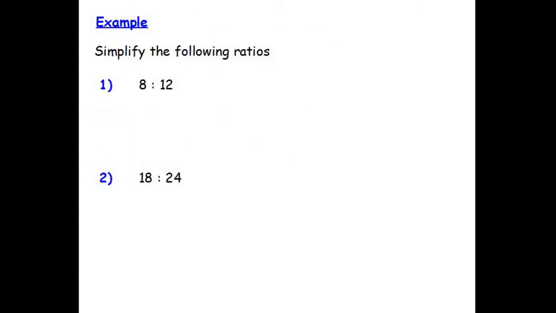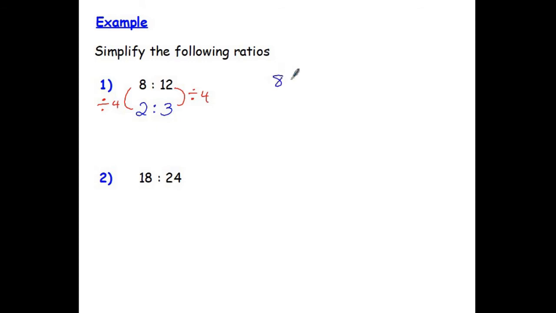So first example, simplify the following ratios. So the first ratio is 8 to 12. So we have to think of what number that goes into 8 also goes into 12. Well, we can divide by 4, because 4 goes into both of them. And 8 divided by 4 is 2. And 12 divided by 4 is 3. Is there another number that goes into 2 and 3 other than 1? No, there's not. So our answer is 2 to 3.